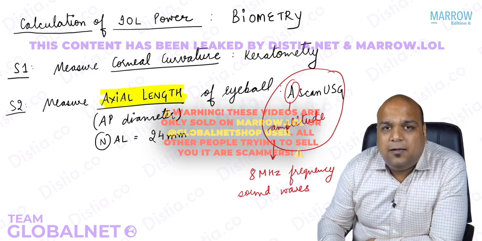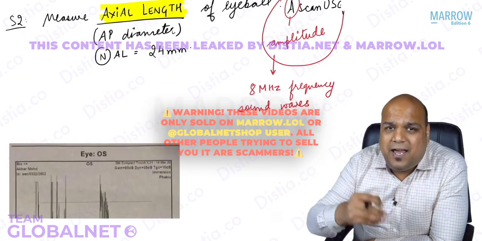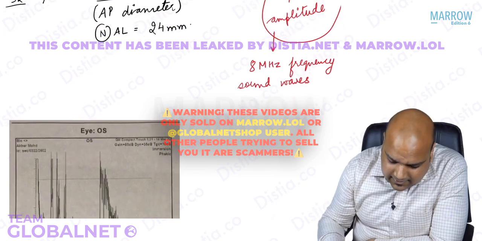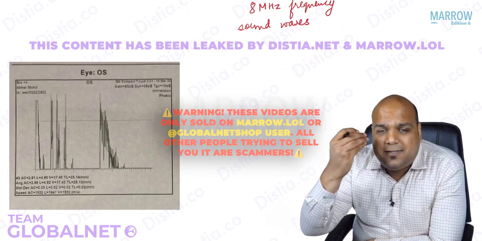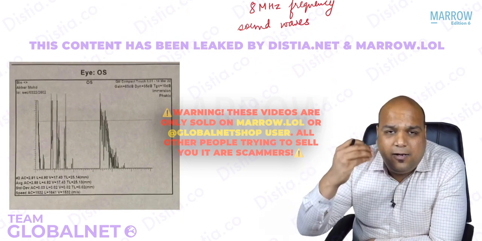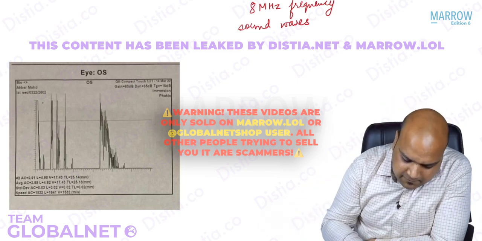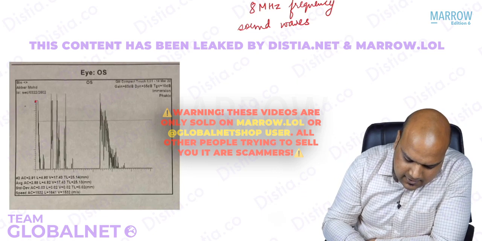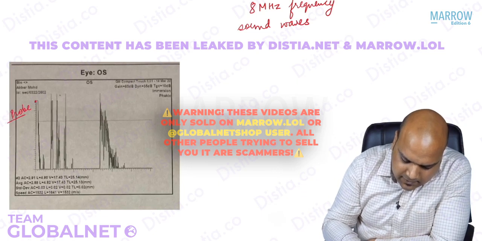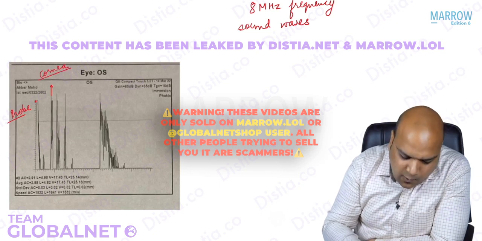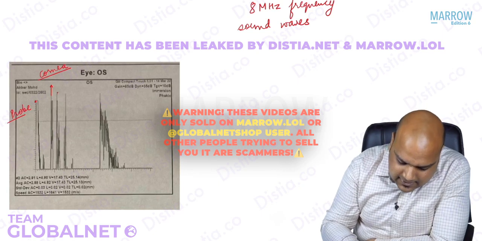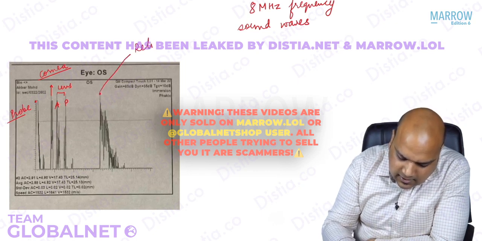These sound waves are reflected by various structures and we get some peaks like this, everybody. Okay. So when these sound waves enter the eye, they strike each structure and reflect the wave back. So we are getting a wave. If we see this image, everybody, this is my A-scan probe. This is the first point of contact, that is the cornea. So this is the corneal amplitude that I am getting. This is the lens, everybody. The anterior surface of lens, posterior surface of lens. And then this point is your retina.